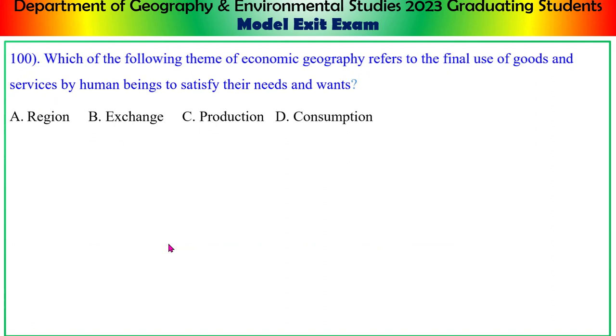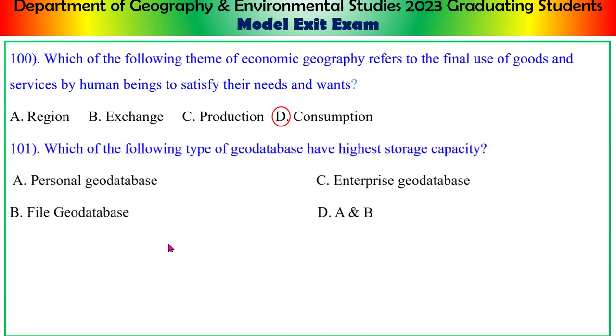100. Which of the following themes of economic geography refers to the final use of goods and services by human beings to satisfy their own needs and wants? Region, exchange, production, consumption. The answer is consumption. 101. Which of the following types of geo database has the highest storage capacity?